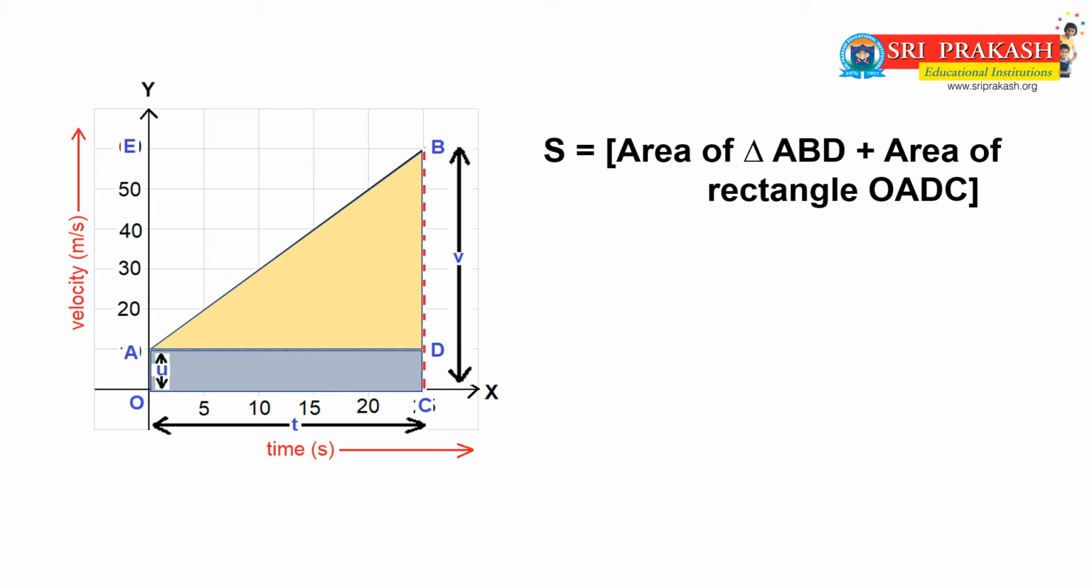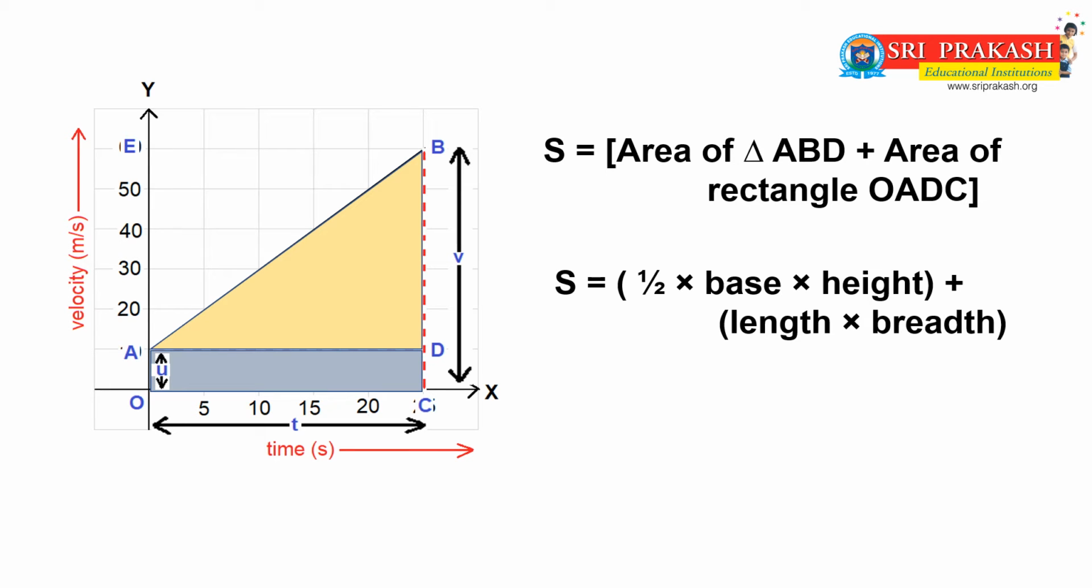Distance traveled, s is equal to area of right triangle ABD plus area of rectangle OADC. We know that the formula for area of a right triangle is half base into height, and for rectangle it is length into breadth. From the graph, AD is the base and BD is the height, and OC into OA will give us the area for the rectangle OADC.